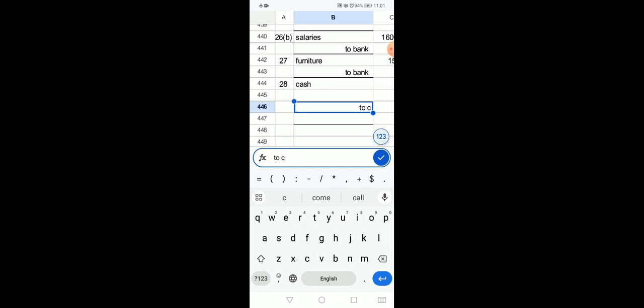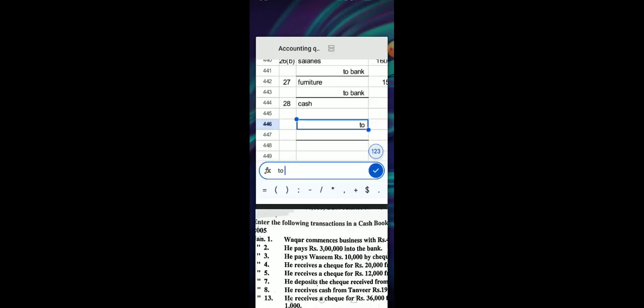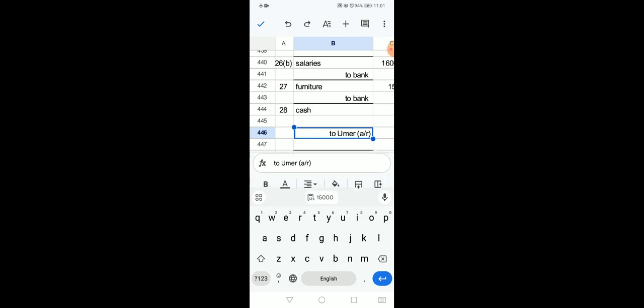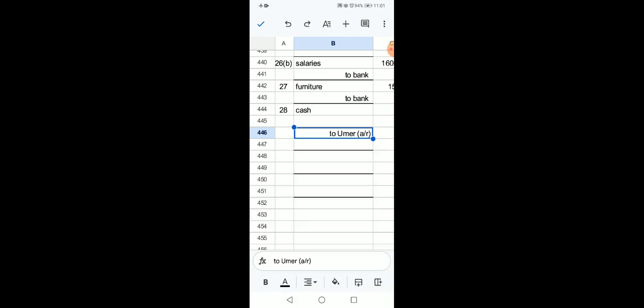So you will mention the name of your account receivable. I forgot the name. 28 Umar. So you will mention the name of Umar over here, which was actually your account receivable. Account receivables are assets and assets are usually written on the debit side, but you have received the amount from your account receivable, so he is no more your account receivable, no more your asset; it is decreased. Decrease in asset should be mentioned on the credit side. That is why you have written account receivable on your credit side.